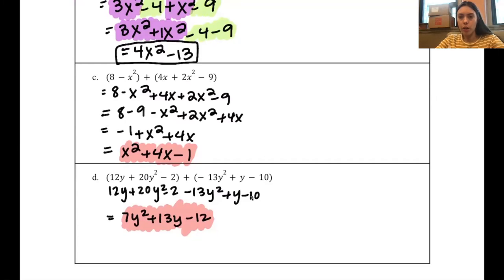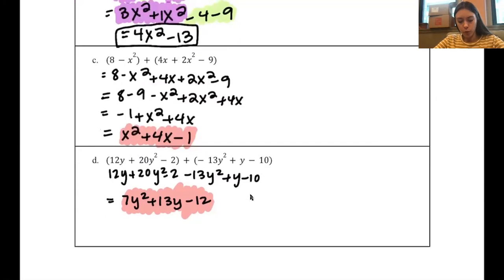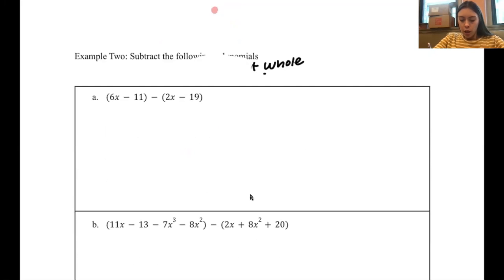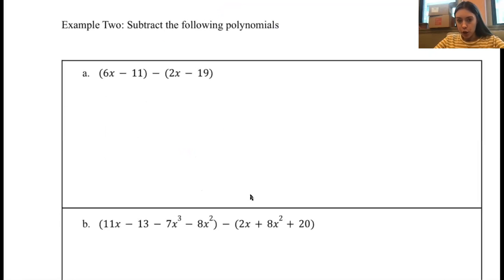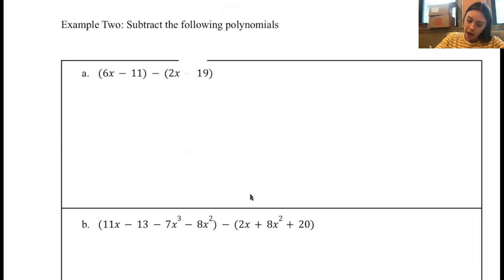But now we're going to go on to subtraction, and subtraction is just a little trickier. So we'll pay attention to these. We are going to subtract the following polynomials. We're going to subtract one polynomial from another polynomial. This says subtract the polynomial 6x minus 11 minus 2x minus 19. So I'm going to subtract this entire quantity, and that's going to be important.